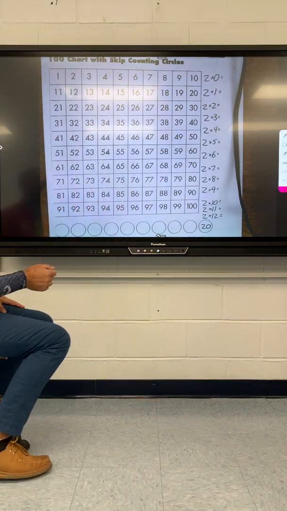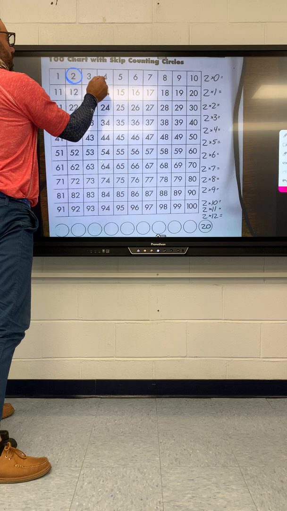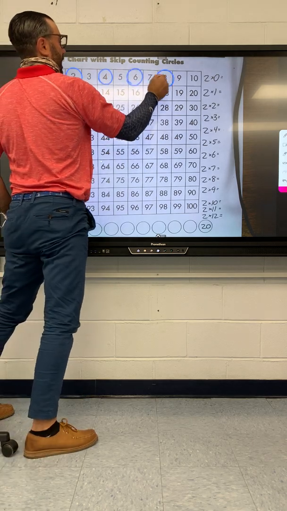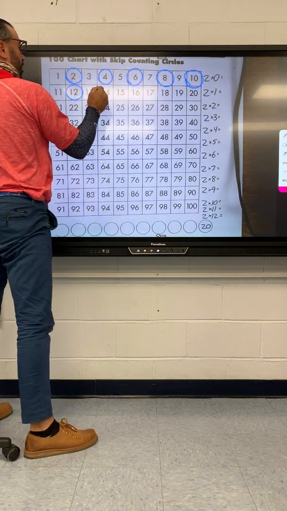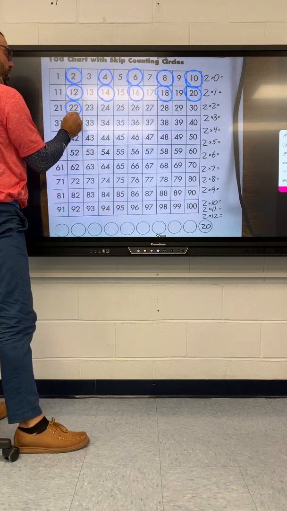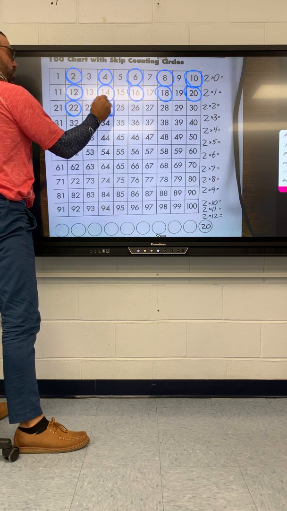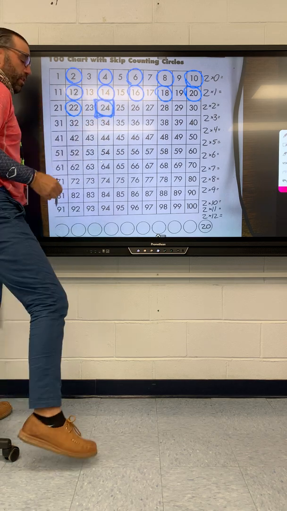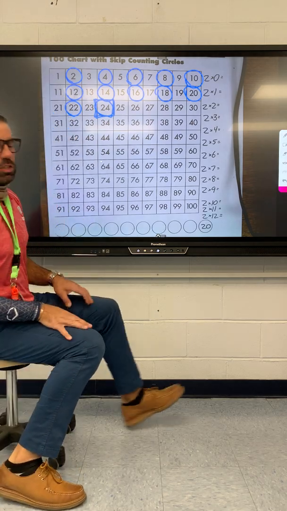Or on my hundreds chart, same thing. 2, 4, 6, 8, 10, 12, 14, 16, 18, 20, 22, 24. And I'll stop at 24 because that would be 2 times 12. So all you're really doing to multiply is, if you're doing 2 times 3, you're just counting by 2 three times. So use your fingers. 2, 4, 6. 3 fingers, the answer comes out of your mouth. Or 2 times 5. 2, 4, 6, 8, 10.